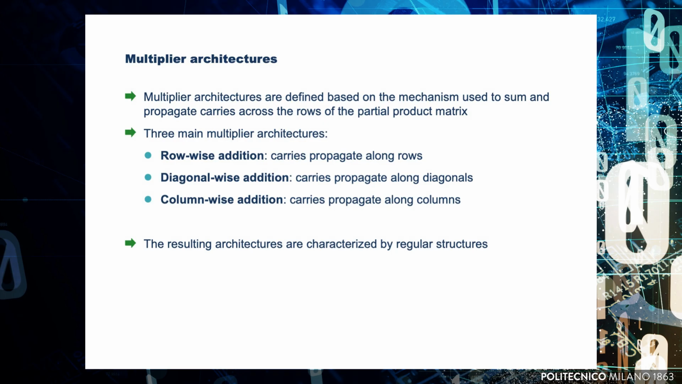Some of these architectures will be shown in this video, and in particular, the multiplier with row-wise addition, the multiplier with diagonal-wise addition, and the multiplier with column-wise addition. All these architectures, despite being based on regular structures, differ in the way carry signals are propagated. In fact, as with adders, the carry chains are what determine the performance of the arithmetic unit.